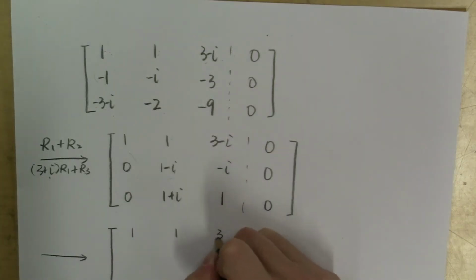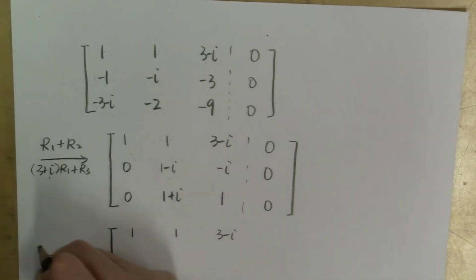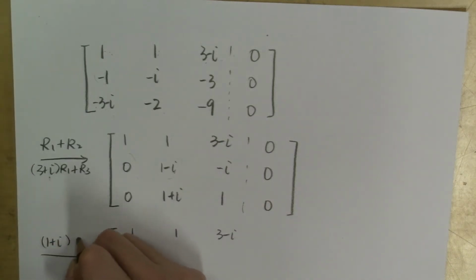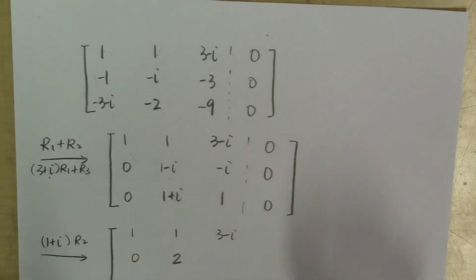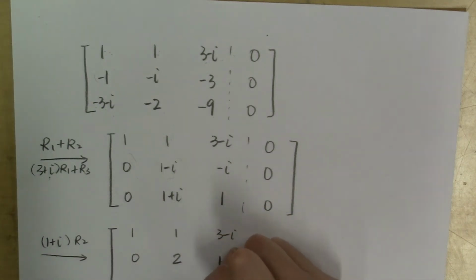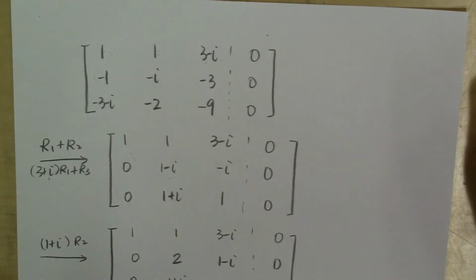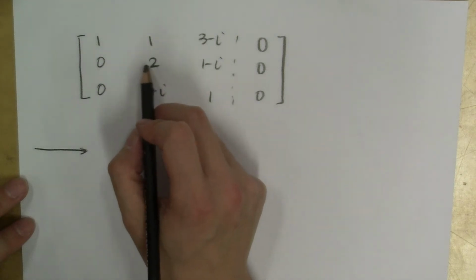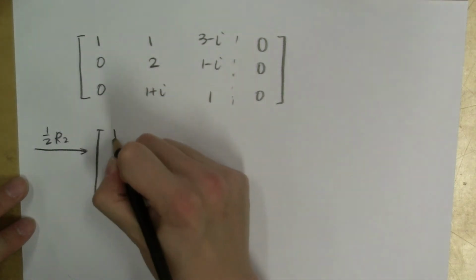So what I would do is to multiply the second row by the complex conjugate of this entry so that this entry becomes a real number. So I'm going to multiply the second row by 1 plus i so that this number is 1 squared plus 1 squared, 2. And this entry is negative i times 1 plus i, so that's 1 minus i. And now it's easy to figure out that I can multiply the second row again by 1/2 so that I have a leading one in this entry.